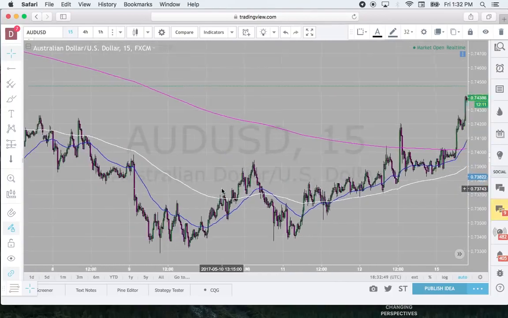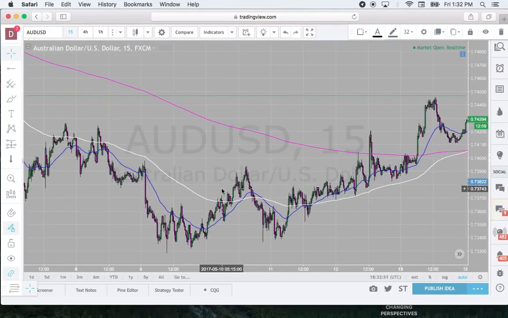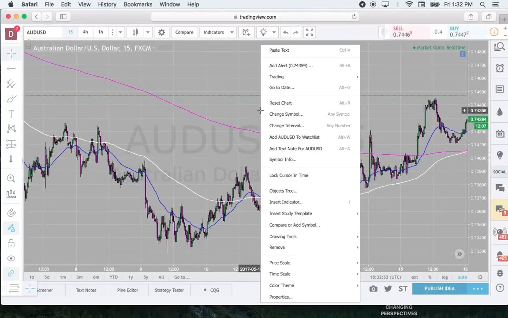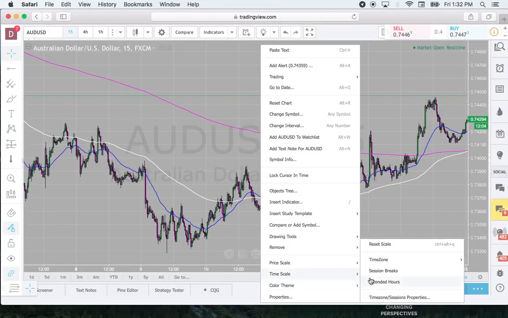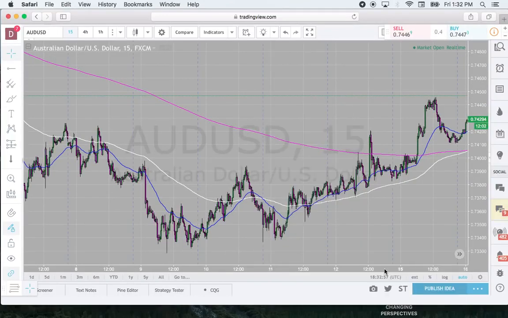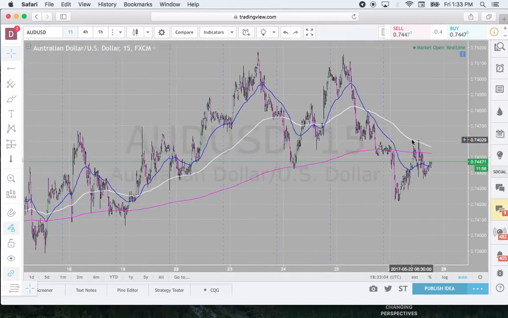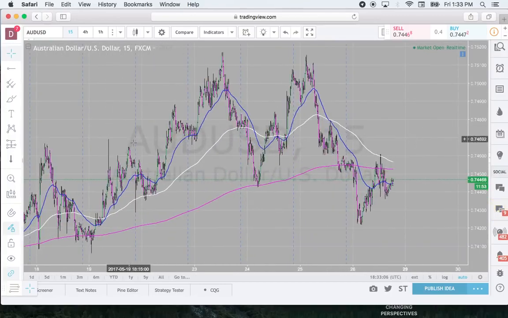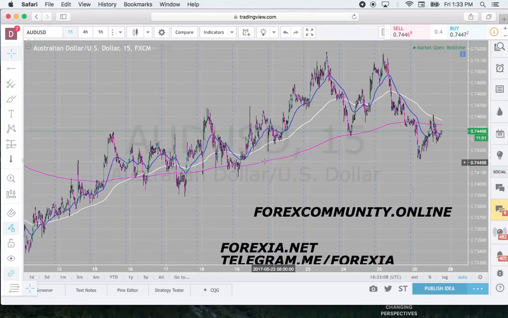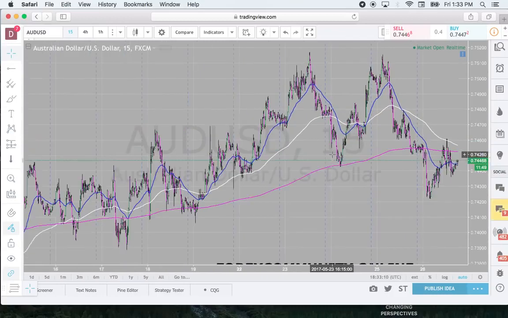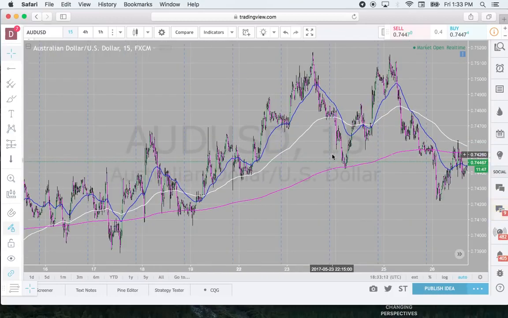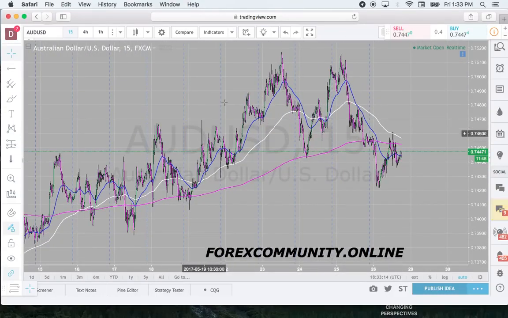So basically what we are going to be doing is, first of all, looking at the time scales, the session breaks, so we can see basically the days. And here we are on the pair AUD/USD. We can go on any pair, but I'm just going to use this as an example because it has a big fat W M right here.